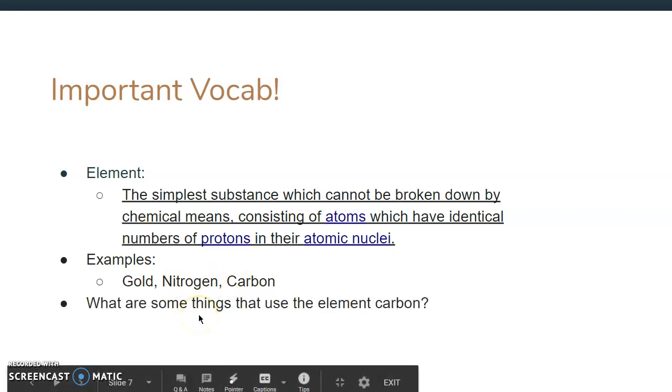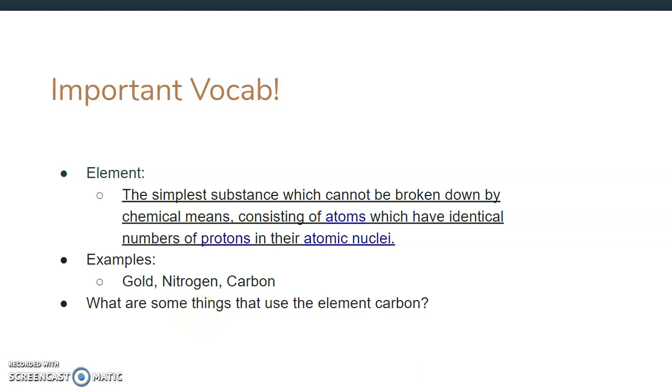And then I'm curious if you guys know some other uses for the element carbon. It is in a lot of material, and I'm curious if you know any of those.